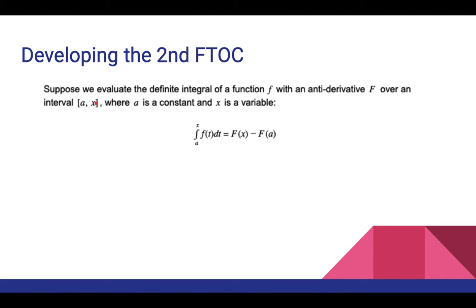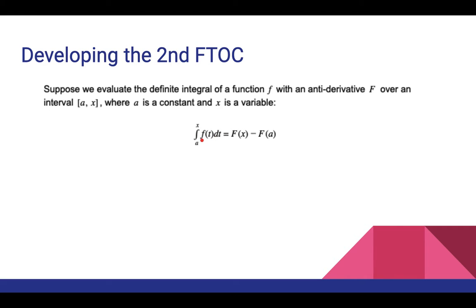Suppose we want to evaluate the definite integral of a function lowercase f that has a known antiderivative uppercase F over an interval a to x, where a is a constant and x is a variable. So instead of having a constant upper bound, we have a variable upper bound x. Here we replace x in the integral with t, so that we don't confuse this variable t with the variable x we're using for the upper bound. So we're going to use t for our integral variable.